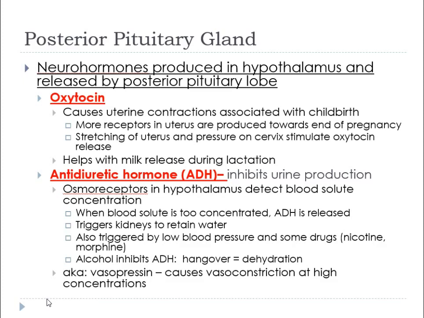Nicotine and morphine also sometimes affect blood pressure, so they trick our body into thinking it's ADH. Alcohol also inhibits ADH. So when you are hungover, one of the reasons you're so hungover and it gives you issues is because you're dehydrated. Because basically what's happening is you're not saving water, you're releasing it, and your body's super desperate for water. That's where those headaches come from.